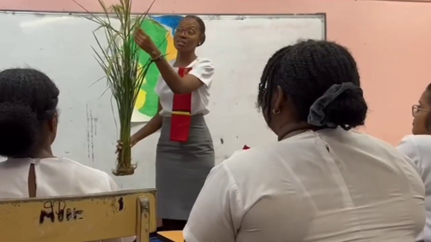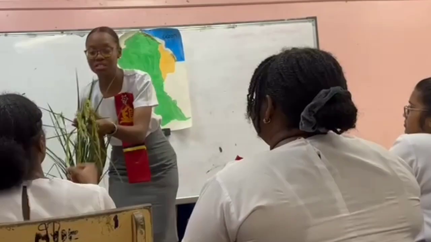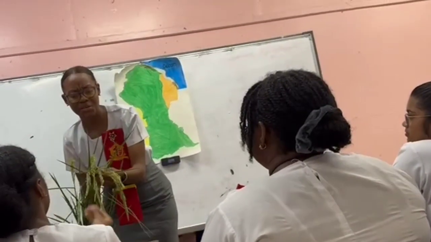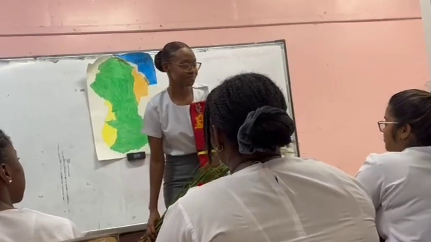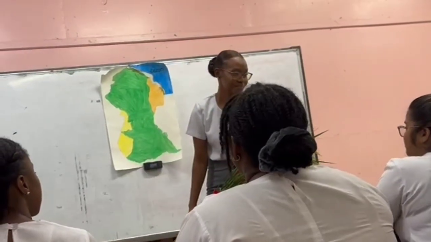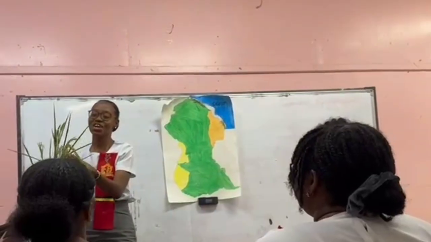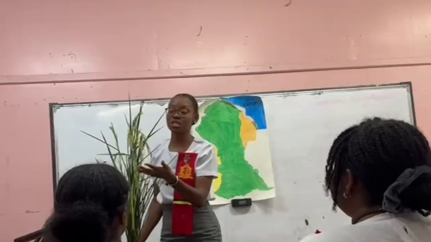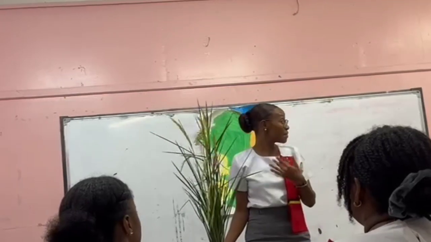And here is what our rice plant looks like, right? These are called the rice grain. You can touch it, and you can tell teacher how it feels. Yes, it does. Good. Now this plant is where we get our rice from, right?